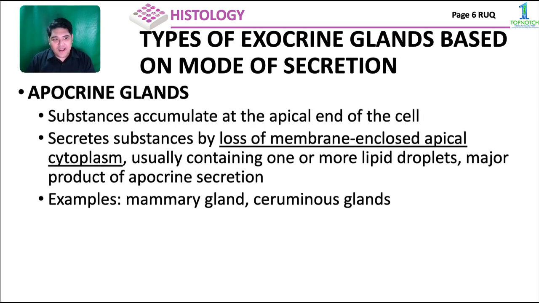Then your apocrine glands accumulate at the apical end of the cell, secrete substances by loss of membrane enclosed apical cytoplasm, usually containing one or more lipid droplets, major product of your apocrine secretion. Example, tandaan mo na, mammary gland, ceruminous glands, yung mga apo mo, saan ba dumidede? Sa dede, mammary gland, na mga matutuli, ceruminous glands. So, sa apo, dumidedeng matutuli. Para lang matandaan nyo na.